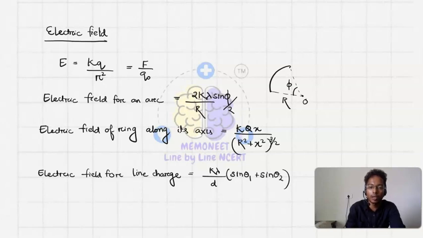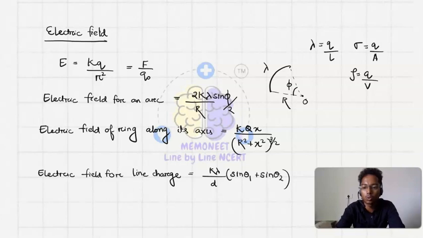Lambda is the line charge density, that means q upon l. Sigma is surface charge density, that is q upon area. And the other quantity is volume charge density, rho, that is equal to q upon v.